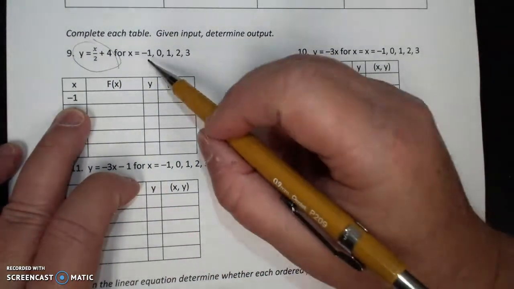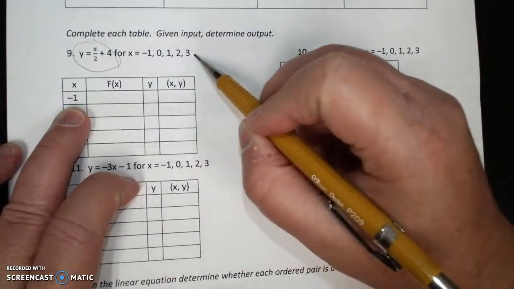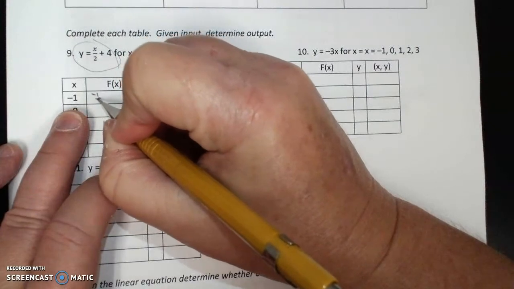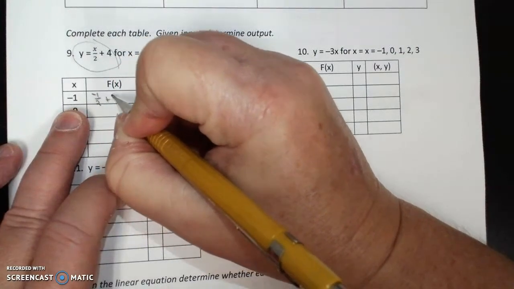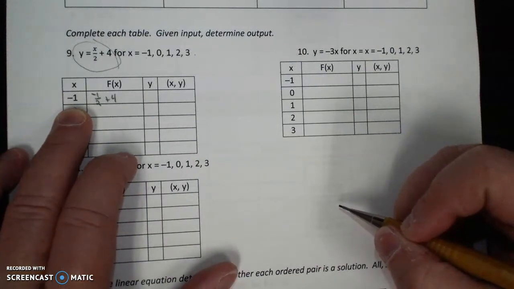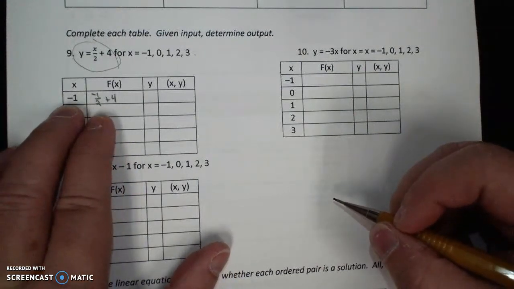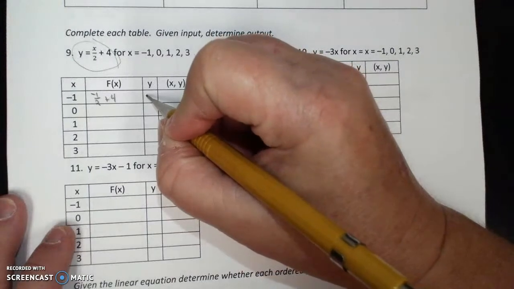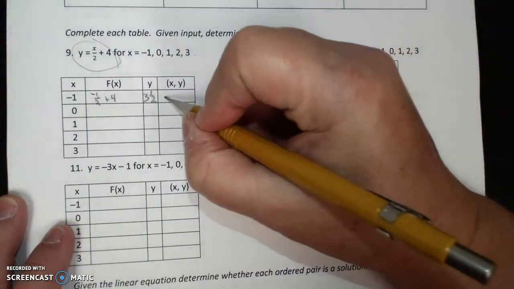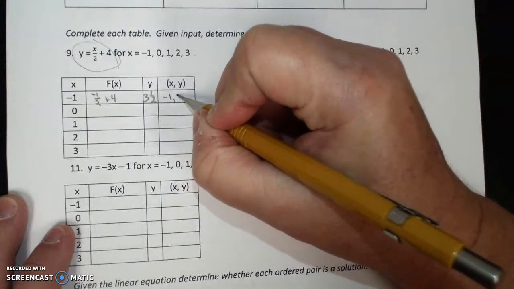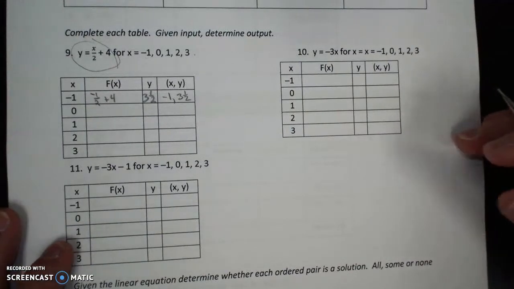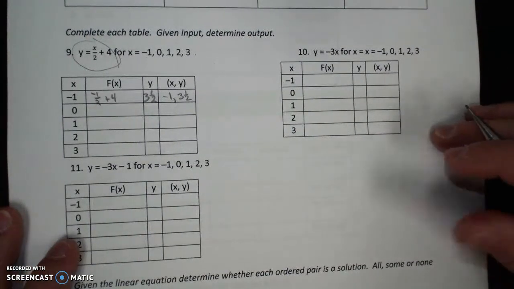So I have this function, and it says these are my inputs. What's my output? So I'm going to go -1 over 2 plus 4. I inputted my -1 in for x. -1/2 plus 4, I get 3.5. Which means when I input -1, I output 3.5. Notice I don't put a decimal because there's no decimals in my problem.